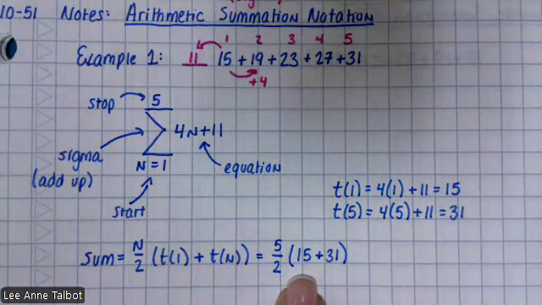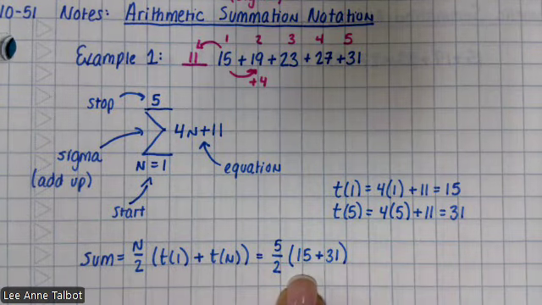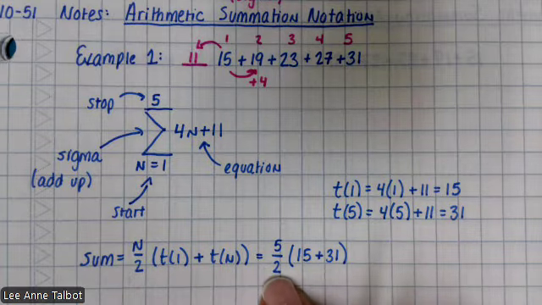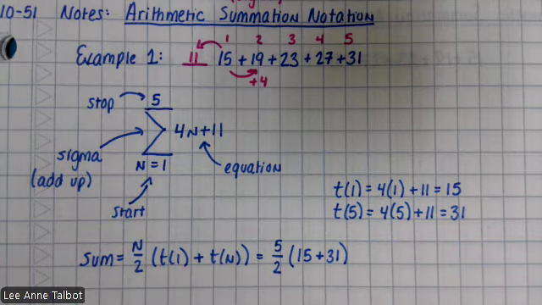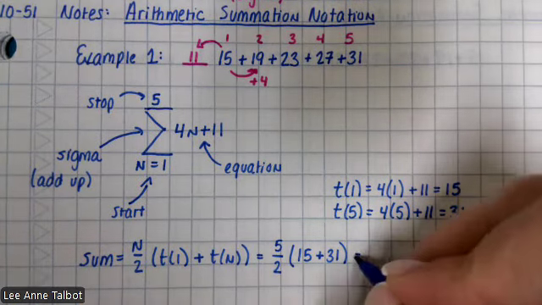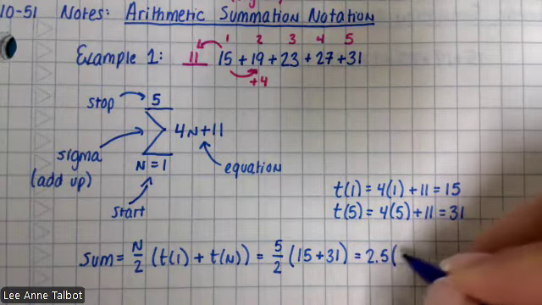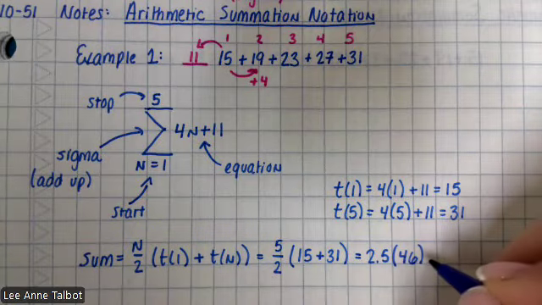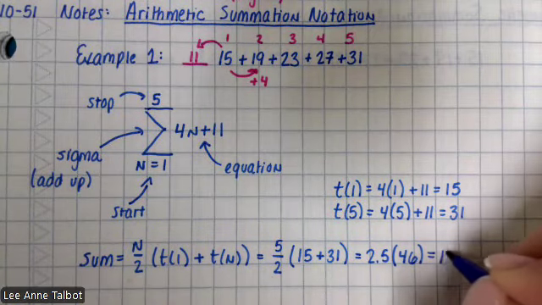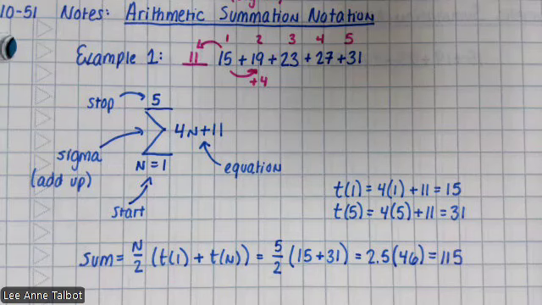Okay, now does that make sense from what I have written up here? 5 numbers over 2, first number plus last number. Same math, right? And this is 2.5 times 46, which is 115.